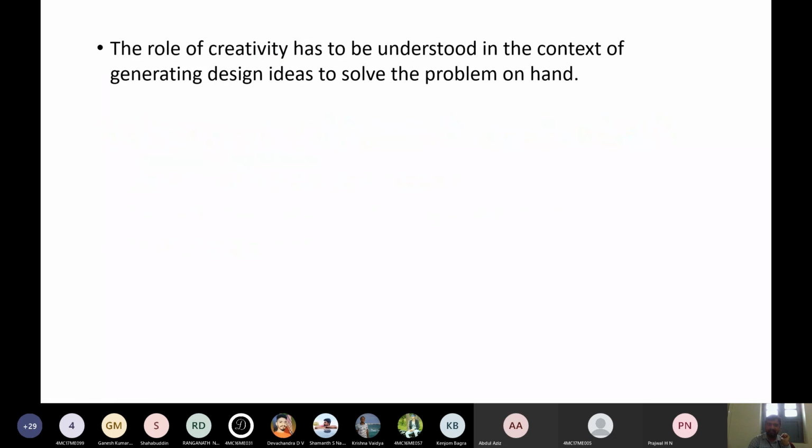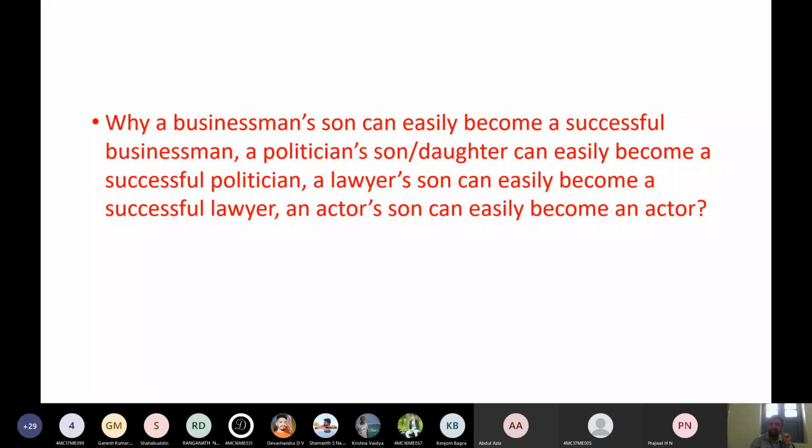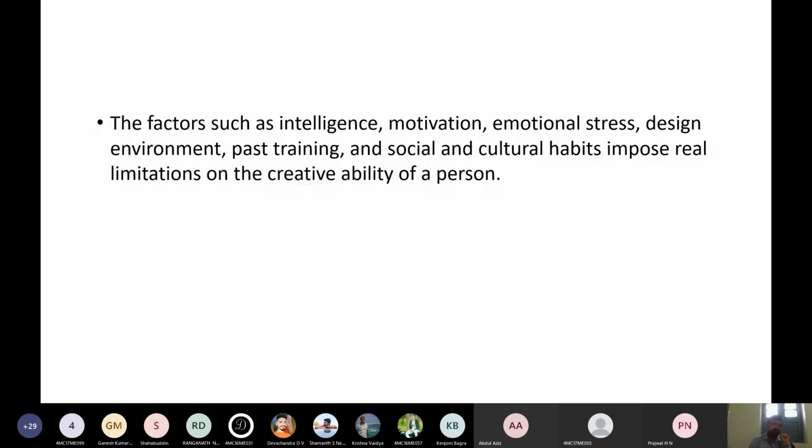Even for creativity, there are many other aspects which will decide creativity in a person. It is not only about exposure. The factors such as intelligence, motivation, emotional stress, design environment, past training, and social and cultural habits impose real limitations on the creative ability of a person. There are many factors which are going to have an impact on the creative ability of a person.